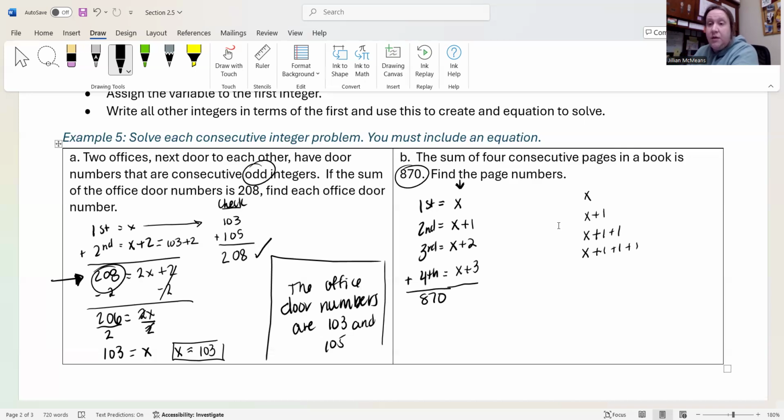And let's just sort of play around with this. Let's say the page number x is 100. Well, that's x. If I take x plus 1, that's 101. If I take x plus 2, that's 100 plus 2, which is 102. If I take x plus 3, that's 100 plus 3, which is 103. You can see here, we really do have 4 consecutive numbers.